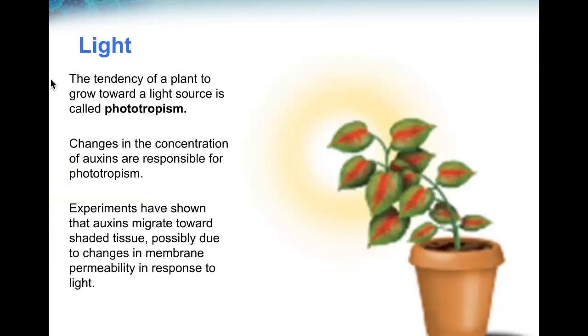The tendency of a plant to grow toward a light source is called phototropism. Changes in the concentration of auxins are responsible for phototropism. Experiments have shown that auxins migrate toward shaded tissue, possibly due to changes in membrane permeability in response to light.